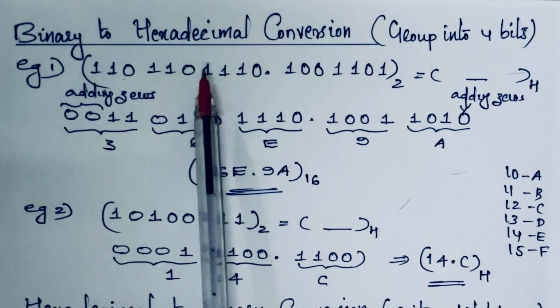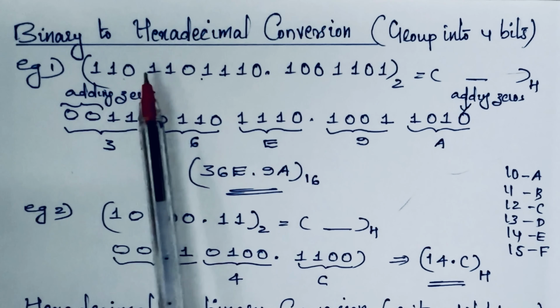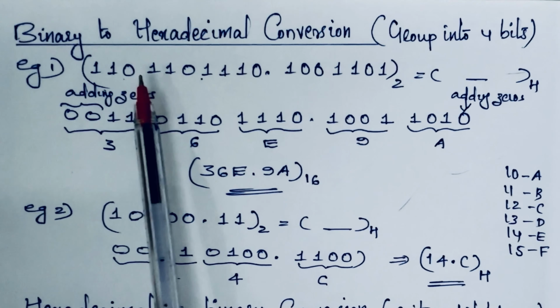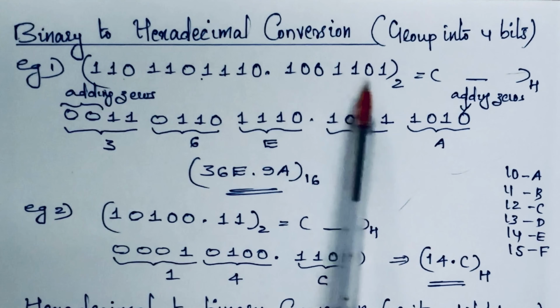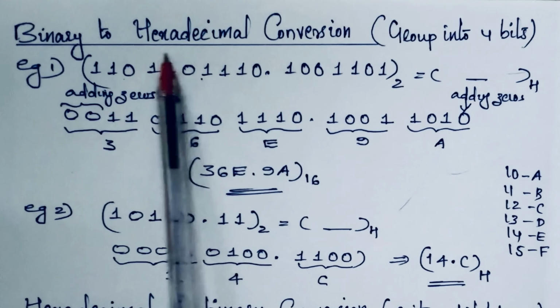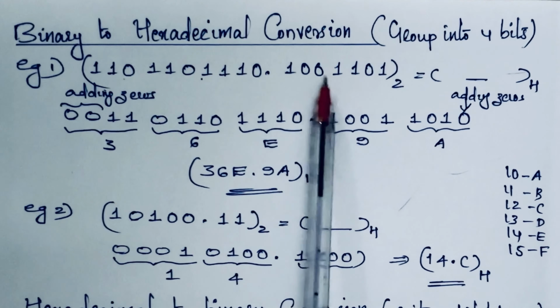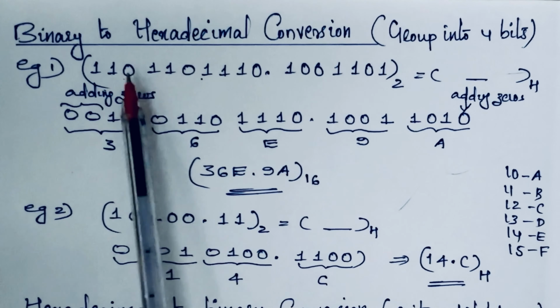So the next conversion is binary to hexadecimal conversion. By grouping 4 bits of a binary number and then converting each group of bits into its equivalent hexadecimal, we can convert a binary number to its hexadecimal equivalent. For example, this is the binary number given. Here also, before this binary point, grouping should be towards the left side. After the binary point, grouping should be towards the right side. And we have to make groups of 4 bits each.